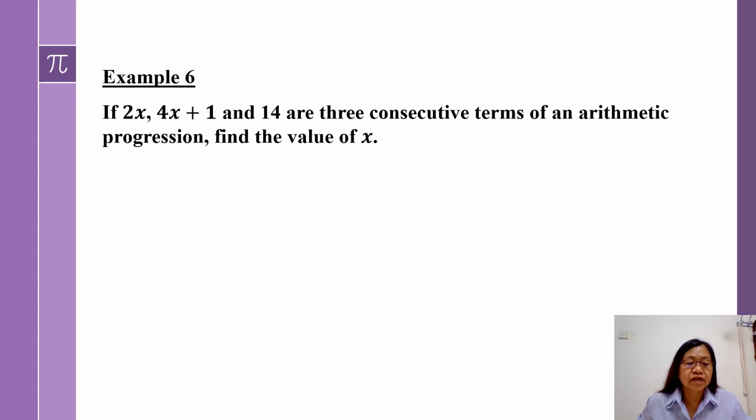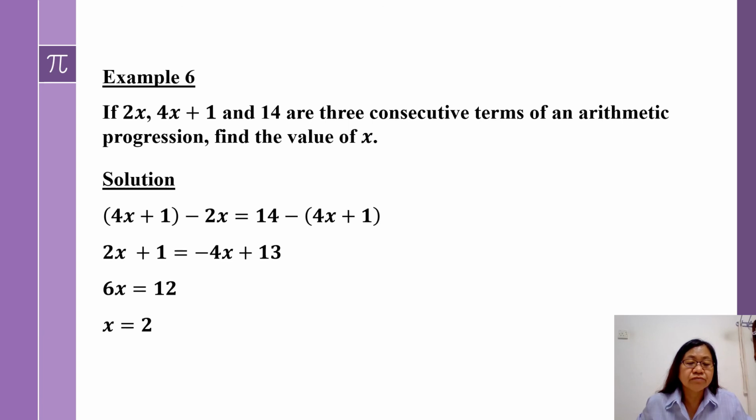Okay, example 6. If 2x, 4x plus 1, and 14 are three consecutive terms of an arithmetic progression, find the value of x. So this means your first term is 2x, the second term is 4x plus 1, and 14 is T3. So the solution: we use T2 minus T1 equals T3 minus T2, so the D are the same. So 4x plus 1 minus the first term 2x equals 14 minus the second term 4x plus 1. So you solve the equation, then you find x equals 2.